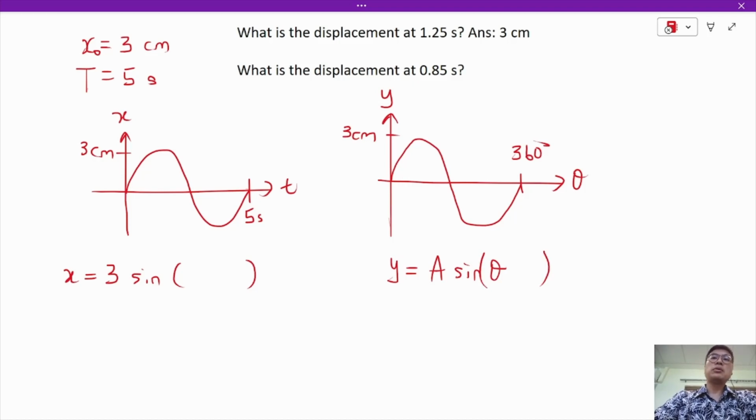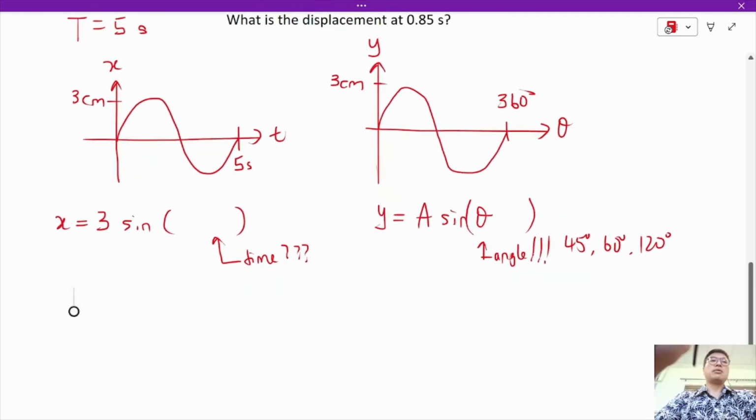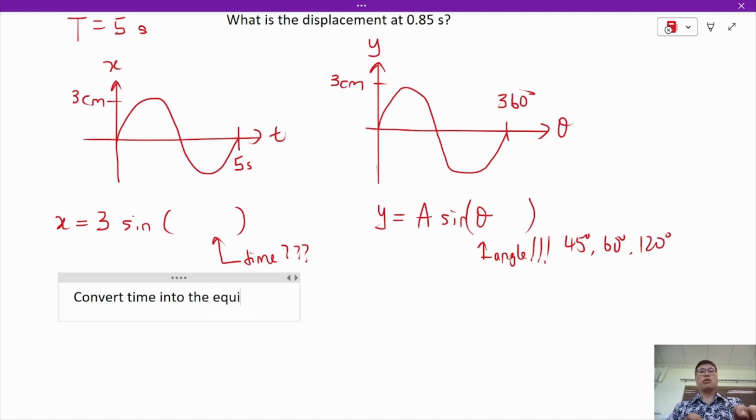Because you see, what goes into a sine function is an angle. You can only put an angle inside here, like let's say 45 degrees, 60 degrees, 120 degrees, or something like that. You can't put a time. But on this axis is a time. So how are we going to put a time inside the sine function? Because you can't put sine 5 seconds. That doesn't make any sense whatsoever. So our first job is that we now have to convert the time into the equivalent angle.